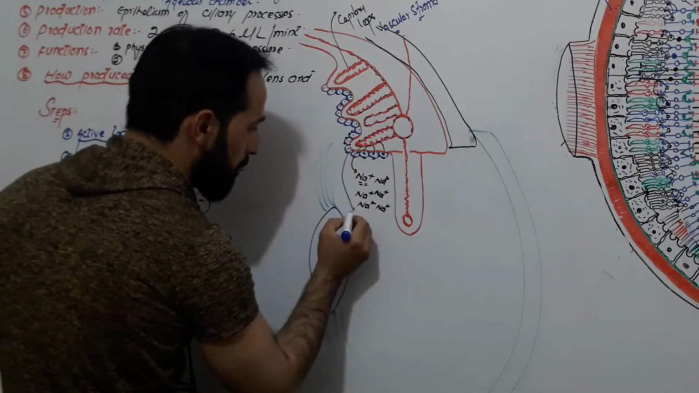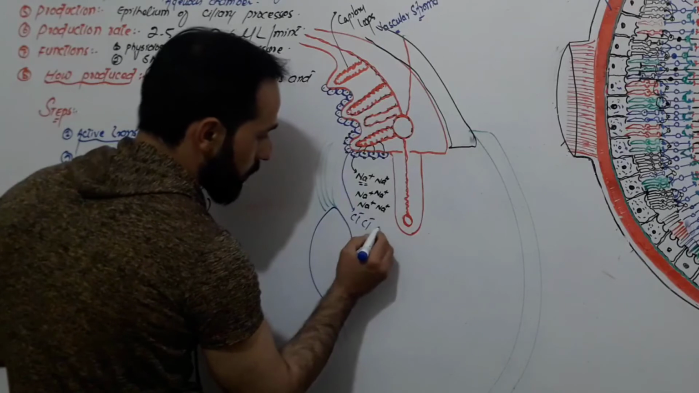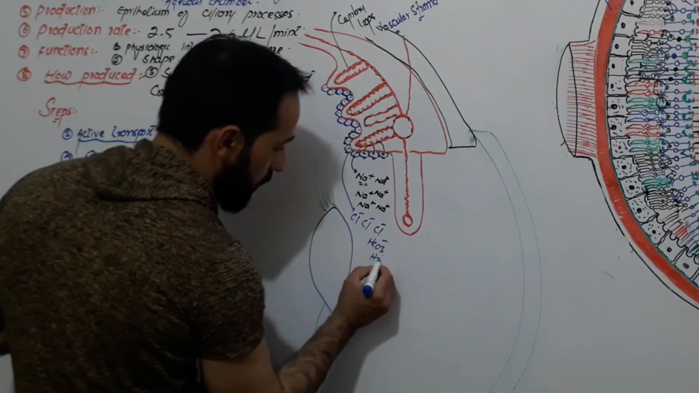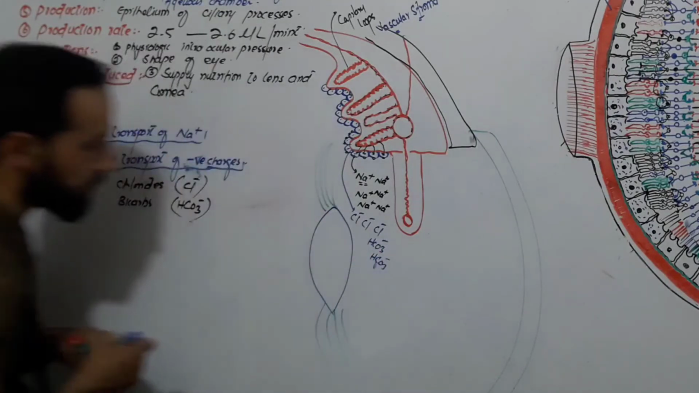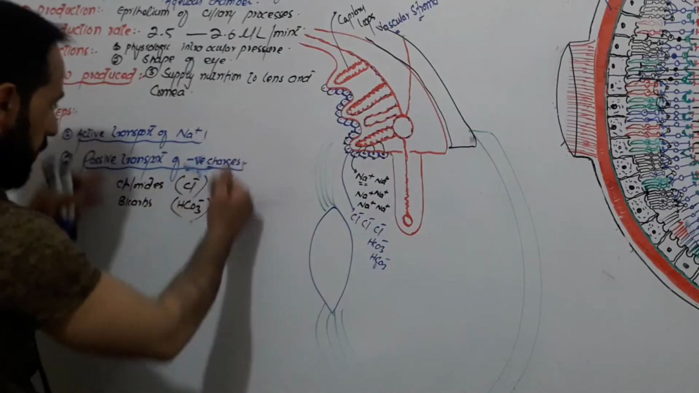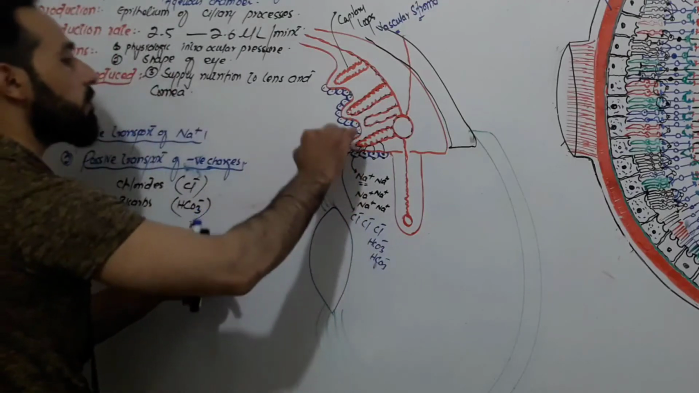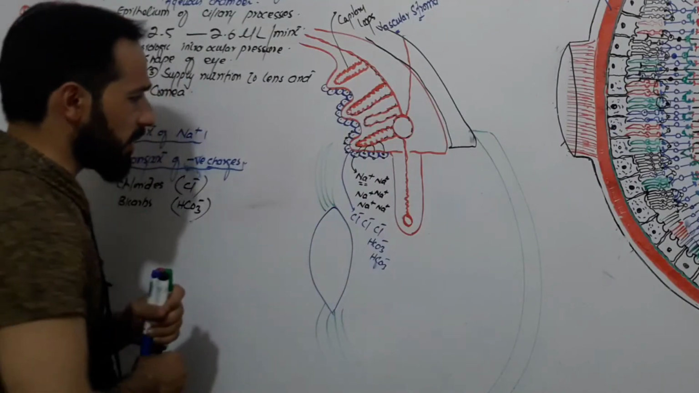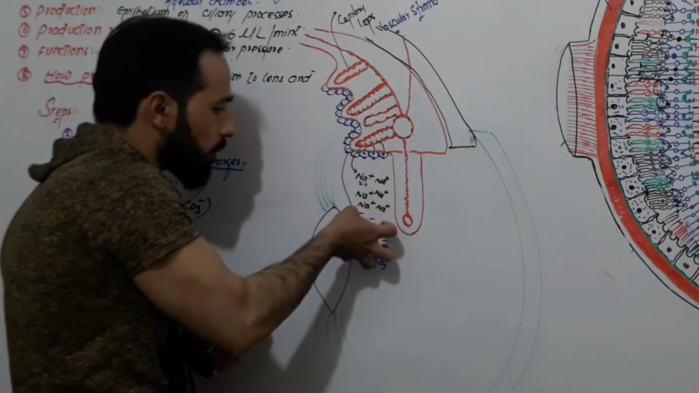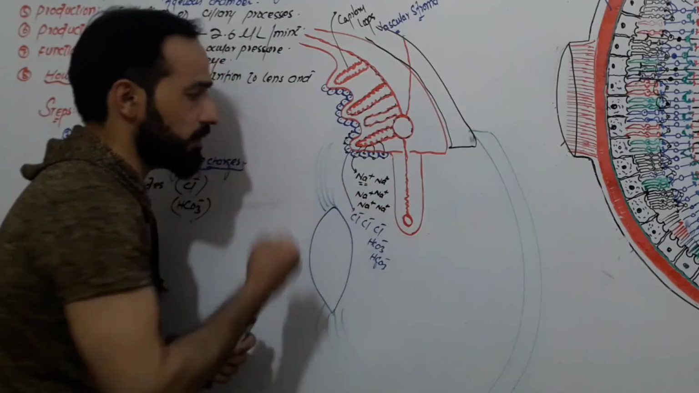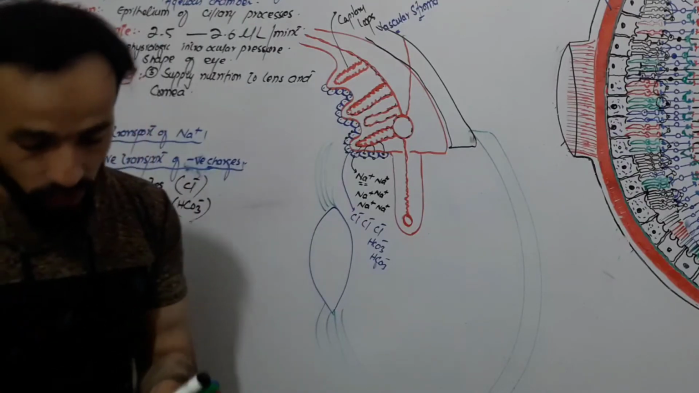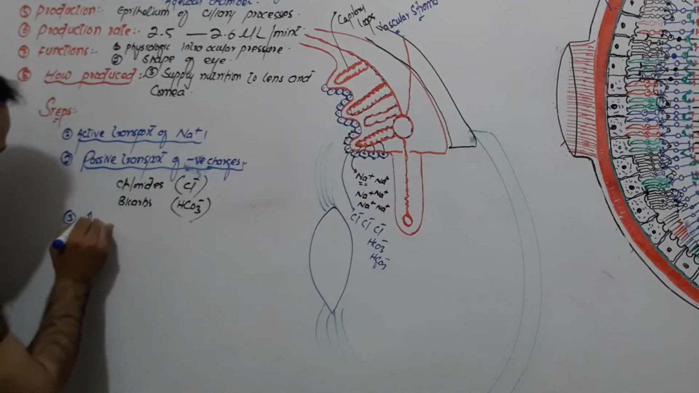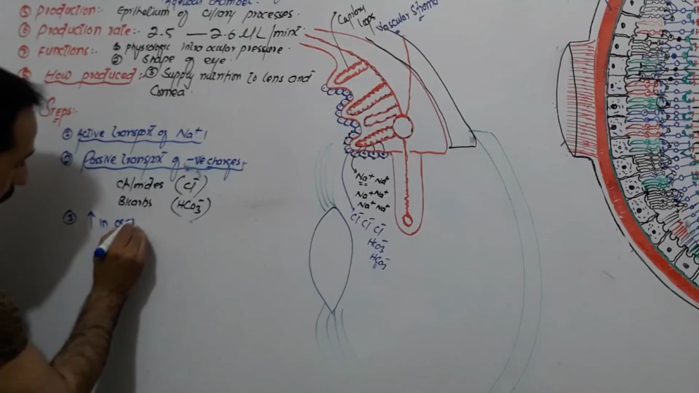They will be passively transported without any use of energy. I will write the composition of this aqueous humor later, but you should know first of all how it is produced. So there is the passive transport of negative charges following the transport of positive charges. Now the next important thing is that all these positive and negative charges will increase the osmolarity of this area, increasing the osmotic pressure here. So the third step is an increase in osmotic pressure.